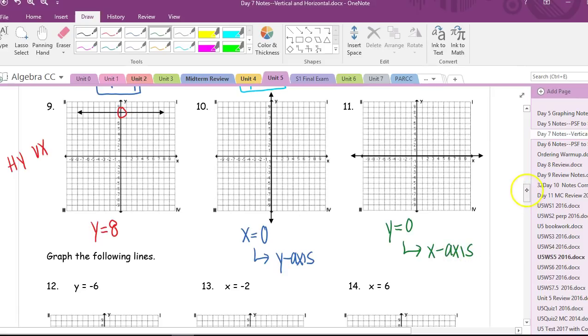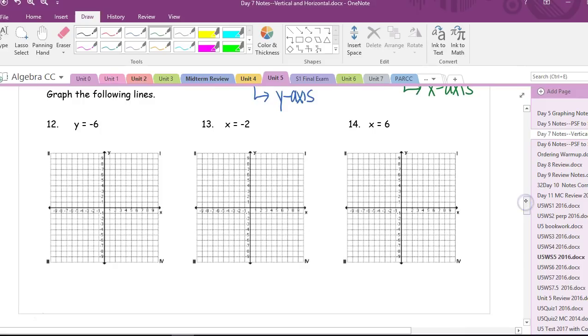Okay. All right, so now we're going to go backwards. Now you have the equations of the line, and you're actually going to graph them. So again, I recommend you use this HIVX method. So we say y equals is horizontal, and we're going to go through -6. So here's where you're going to be careful. Make sure you find -6 on the y-axis. And then you're just going to draw a horizontal line. Okay, you just need one dot for these, and then just draw your line straight across.